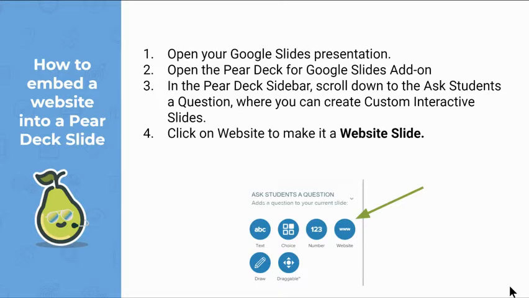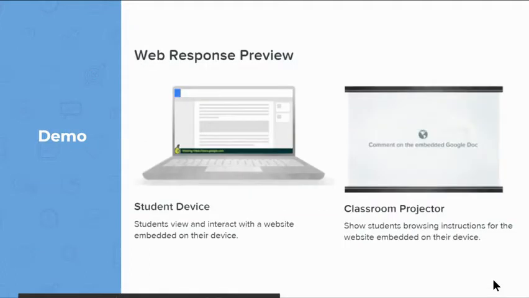In the Pear Deck sidebar that pops up, you can scroll down to Ask Students a Question, where you can select the website slide option. On your slides, you can write instructions for what students need to do as they interact with the content. And students will be able to interact with the content and see your instructions while you're running a session, whether it be student-paced or instructor-paced.